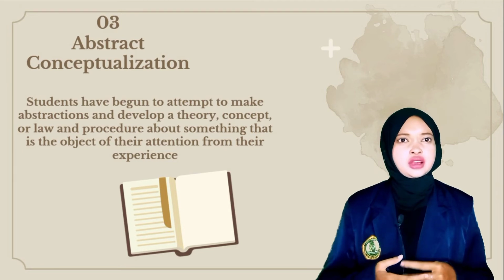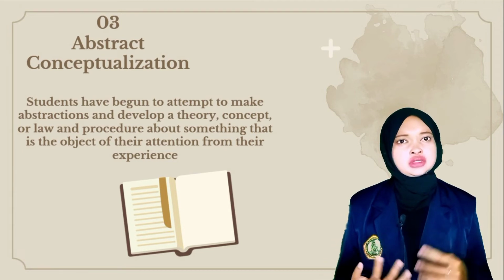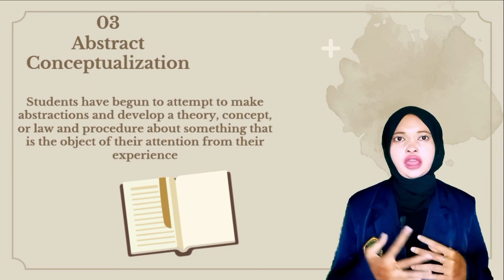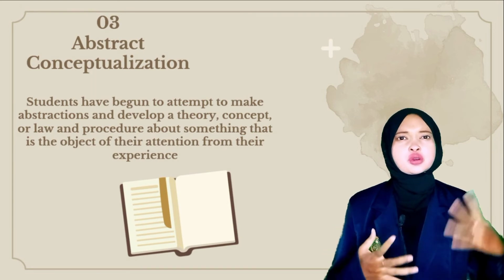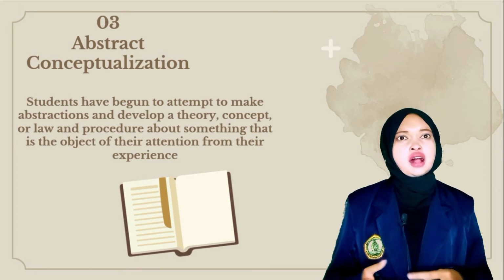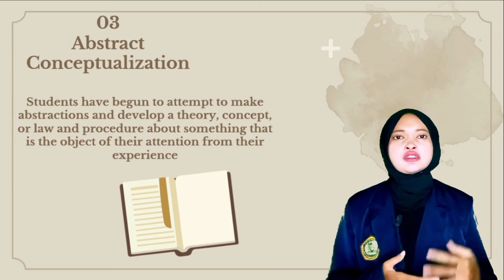According to the book The Learning Style Inventory, 1976, at this stage students are also expected to be able to make general rules from various examples of events that, although different, have the same foundation.